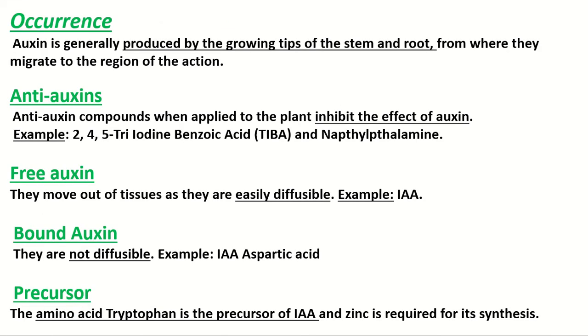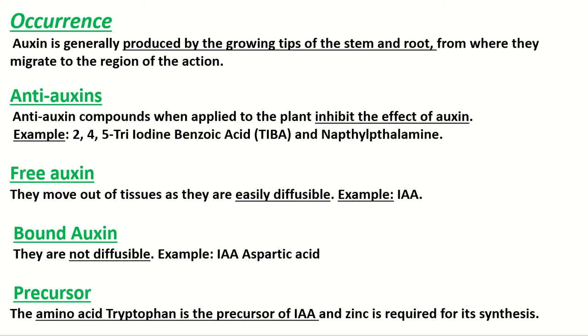Occurrence. We discussed the discovery and types of auxin. Now we'll discuss where natural auxin is present in the plant, that means where it occurs. The auxin is generally produced by the growing tips of stems and roots. From the tip region, it migrates to all regions of the plant and performs physiological processes.